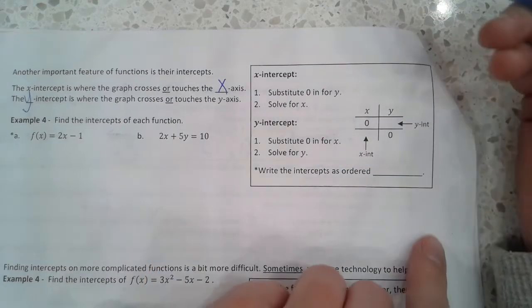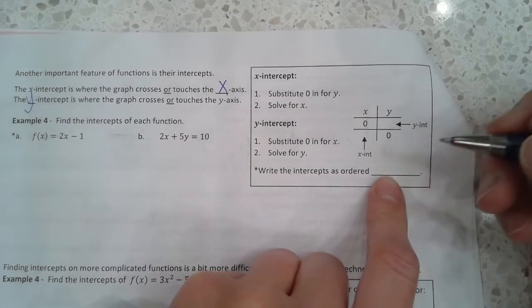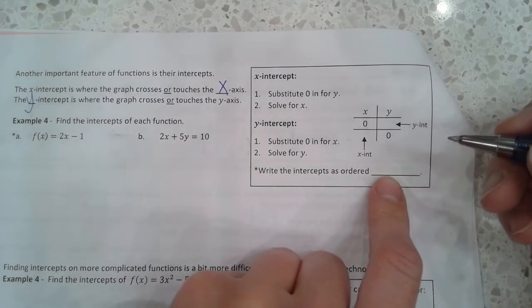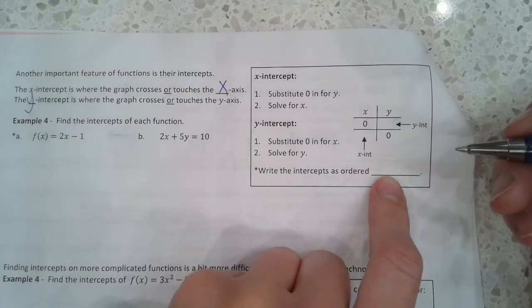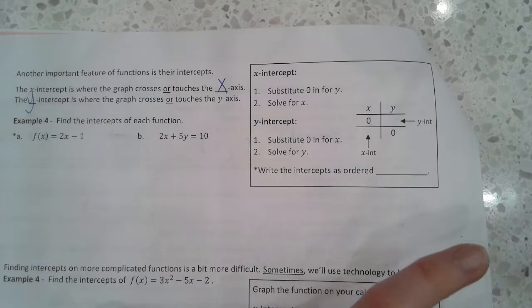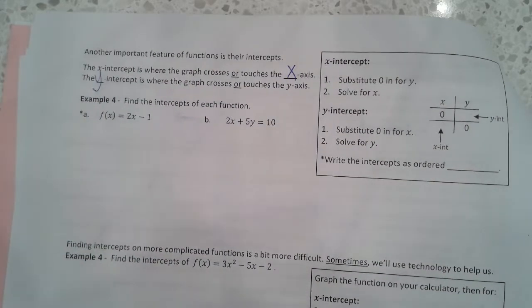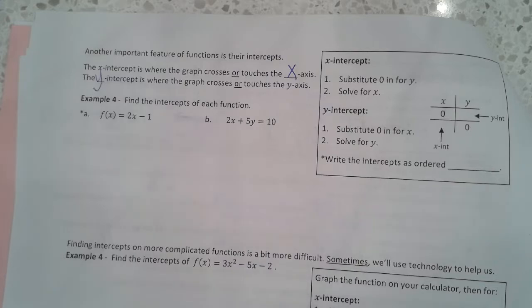Then the last step is to write the intercepts as an ordered pair. So for your x-intercept, that's going to be your number and then 0, and for your y-intercept, that will be 0 and then a number. Okay, so it's where it crosses on the axis. Sometimes you have more than one. It just kind of depends.